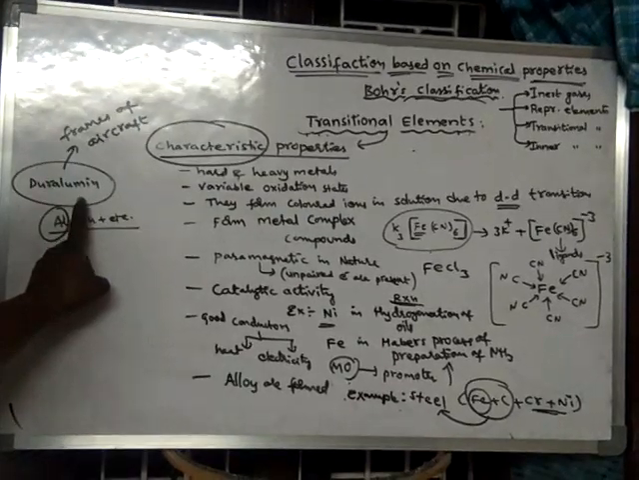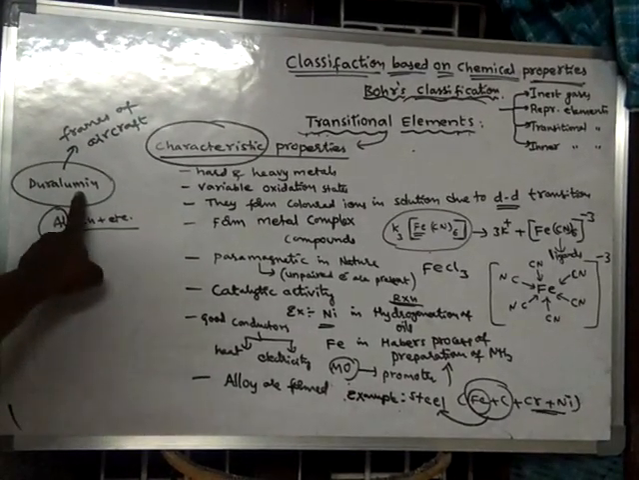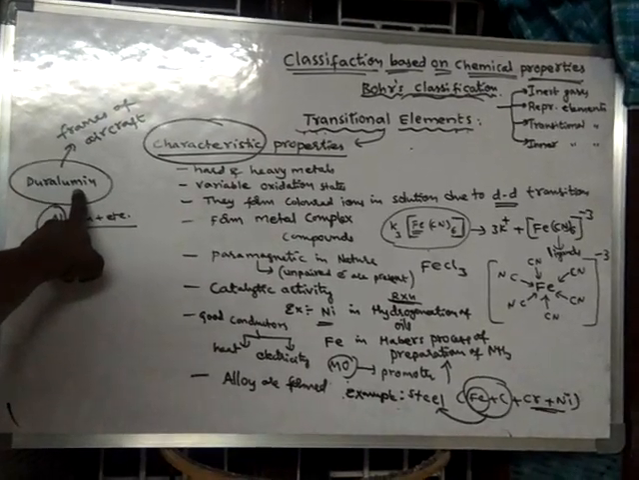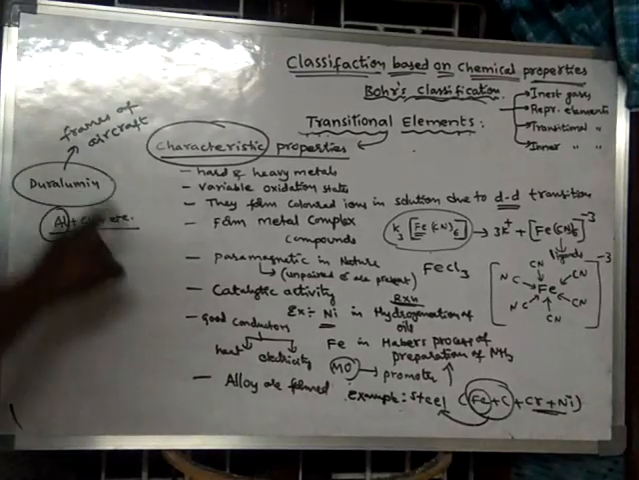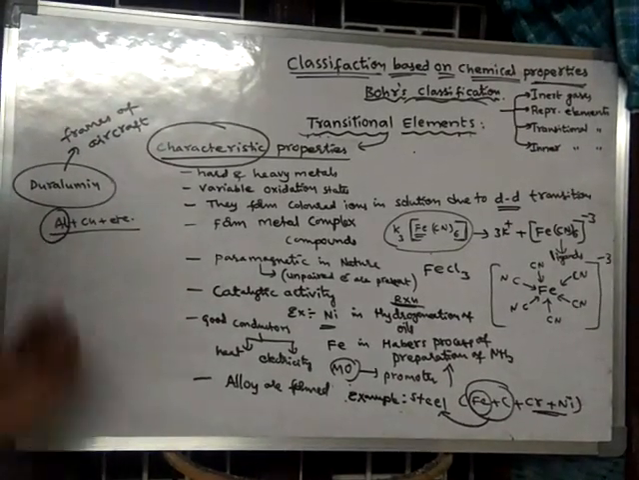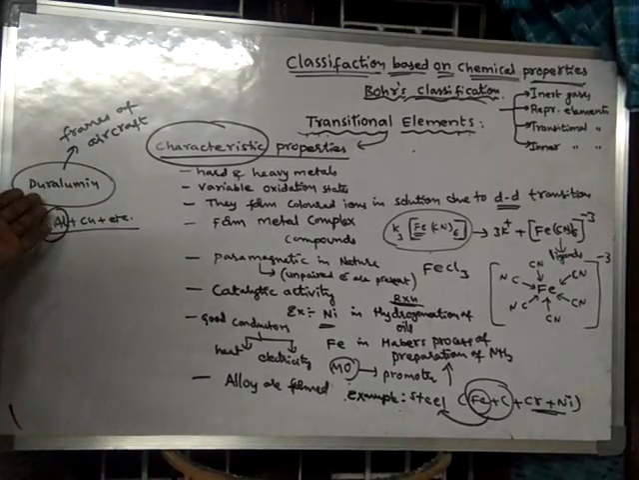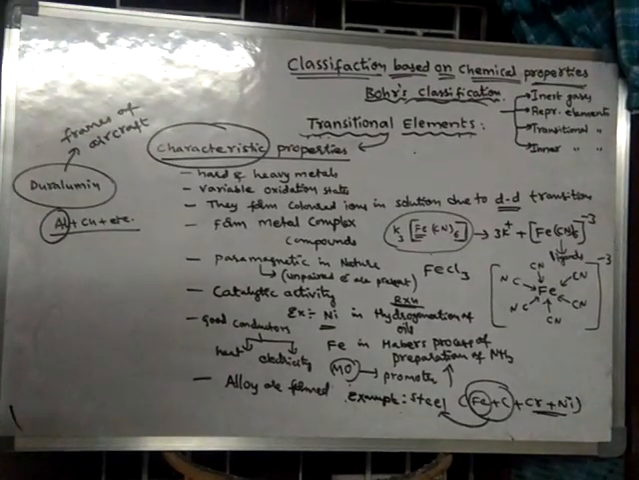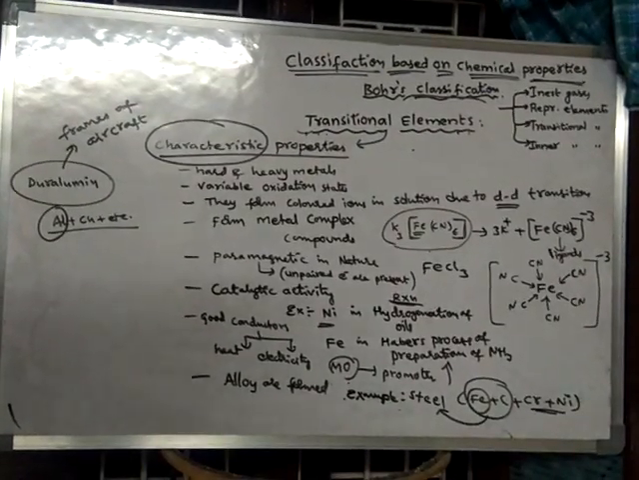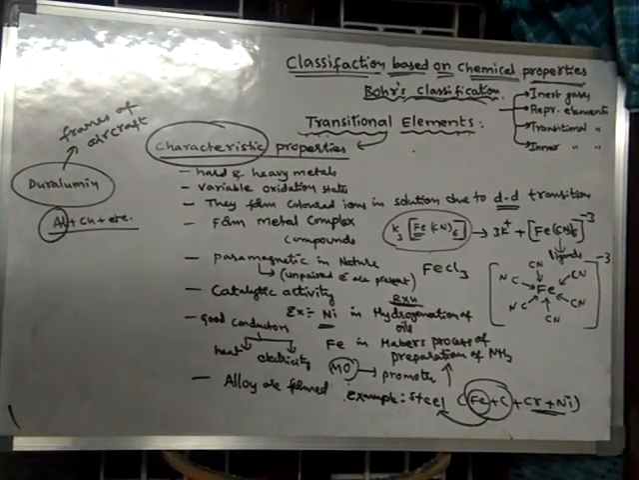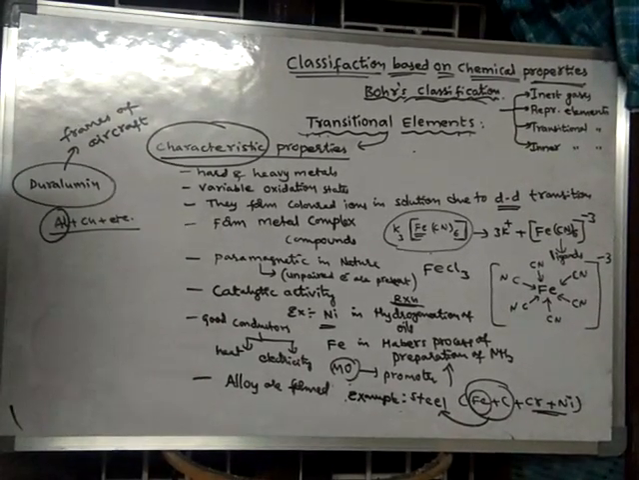This material is not only lighter in weight, it can also withstand large weights without breaking. So duralumin is an alloy, and it is used in places where aluminum alone cannot be used. Like this, alloys have so many advantages.